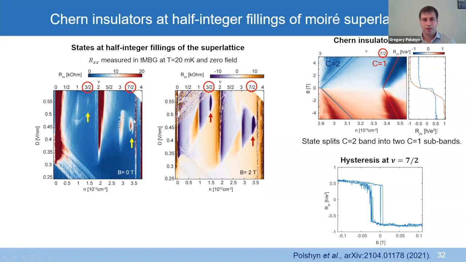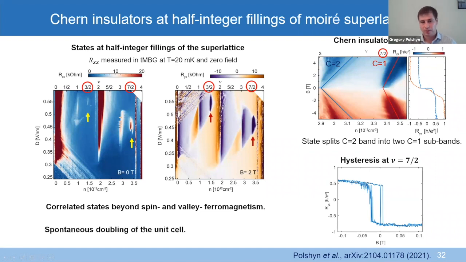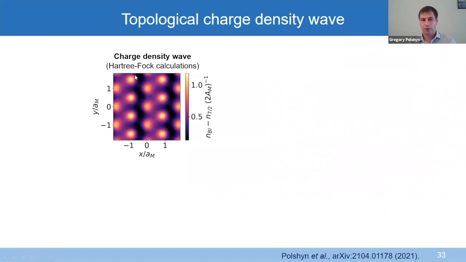Okay, so the fact that these states happen at half filling of the Moire lattice tells us that we cannot explain them as a spin and valley ferromagnetism. Also, it tells us that the underlying electronic state spontaneously breaks the spatial symmetry of the lattice by doubling the unit cell area. And this was confirmed by numerical Hartree-Fock calculations of the ground state at nu equals 7.5.